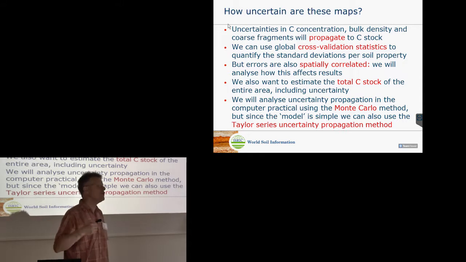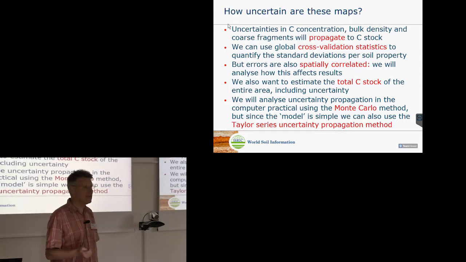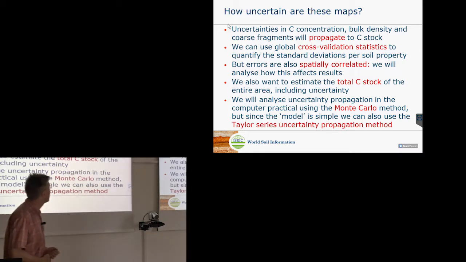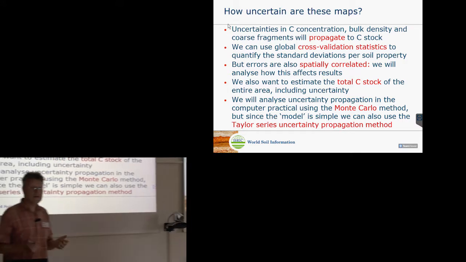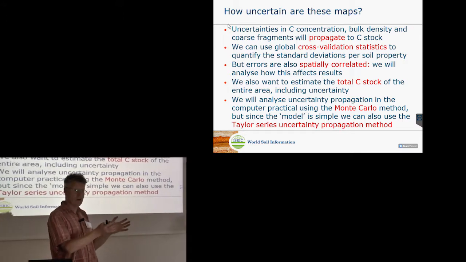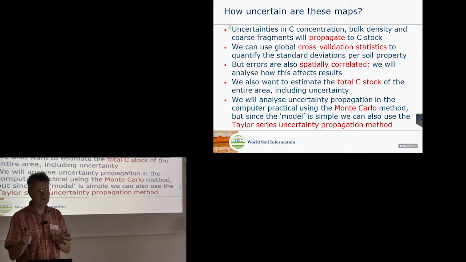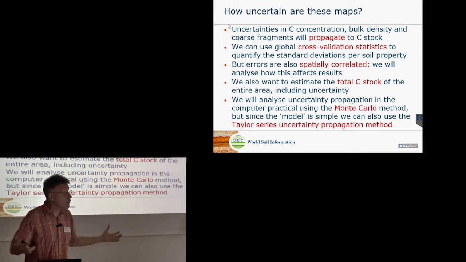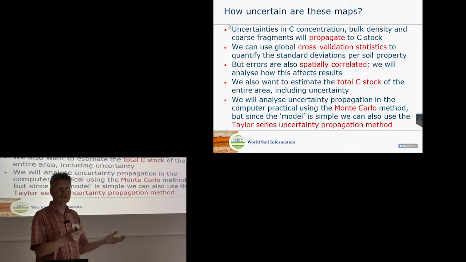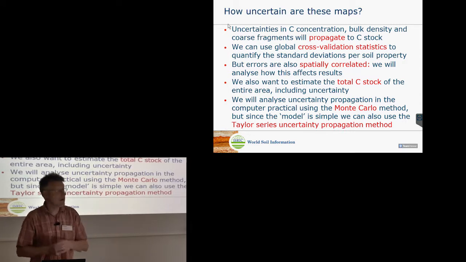Now, we not only want to compute those carbon stock maps, we also want to compute the uncertainty in those maps. And there we need the uncertainty propagation, right? Because we have uncertainty in the organic carbon concentration, we have uncertainty in the bulk density, we have uncertainty in the percentage coarse fragments. And those uncertainties will all propagate through that simple model, that model which is just a multiplication of three factors.